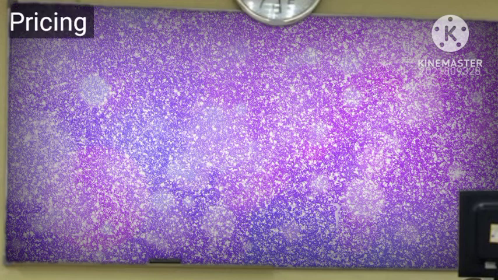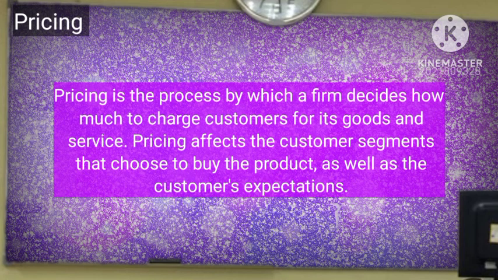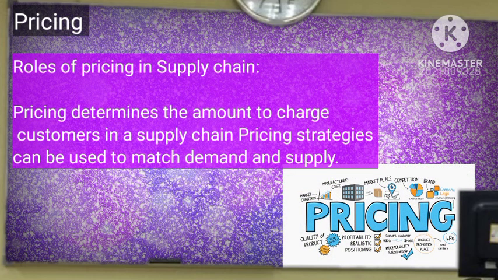The sixth driver is pricing. Pricing is the process by which a firm decides how much to charge customers for its goods and services. Pricing affects the customer segments that choose to buy the product, as well as the customer's expectations. The role of pricing in supply chain strategy is that pricing determines the amount to charge customers in a supply chain.